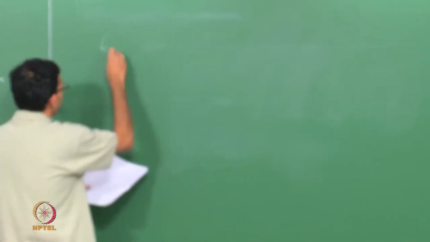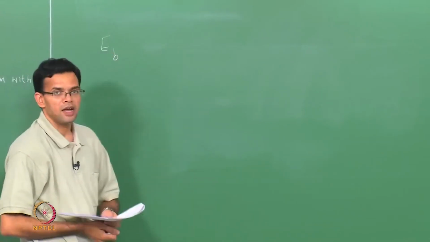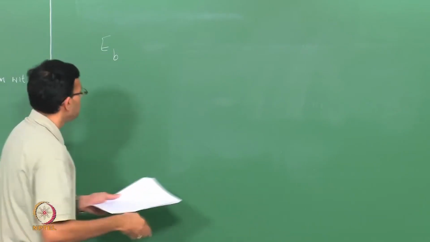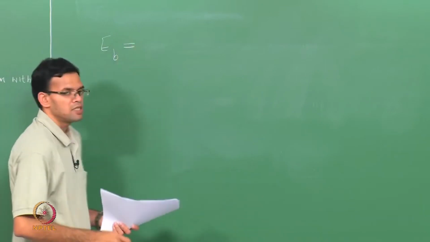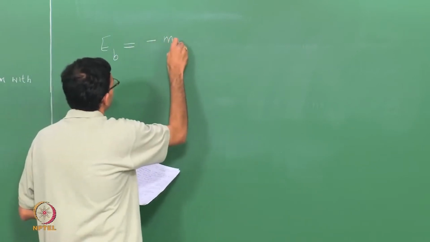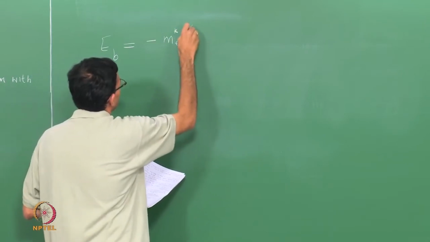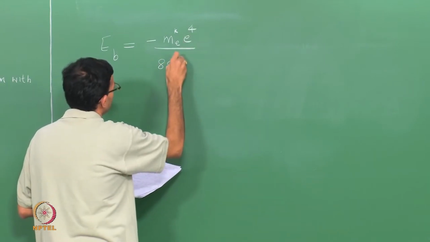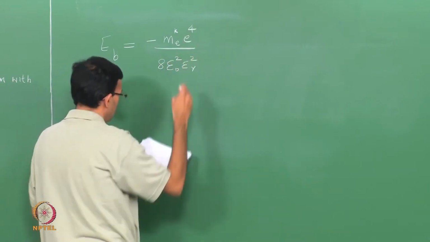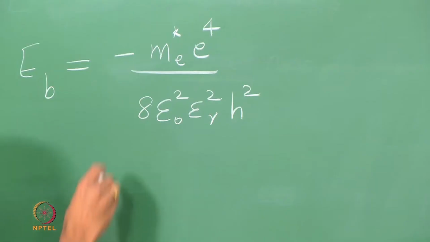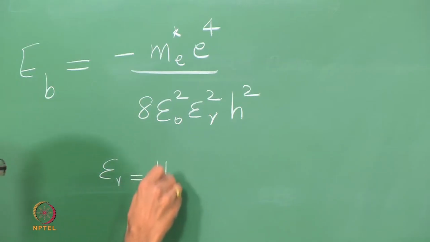We want to calculate the binding energy of an extra electron in the silicon atom, because we added a group 5 impurity. To do the binding energy calculation, we started with the binding energy for hydrogen and replaced m_e with m_e star, the effective mass of the electron, and we replace epsilon naught squared by epsilon naught squared epsilon_r squared, where epsilon_r is the relative permittivity of silicon, which has a value of 11.9.